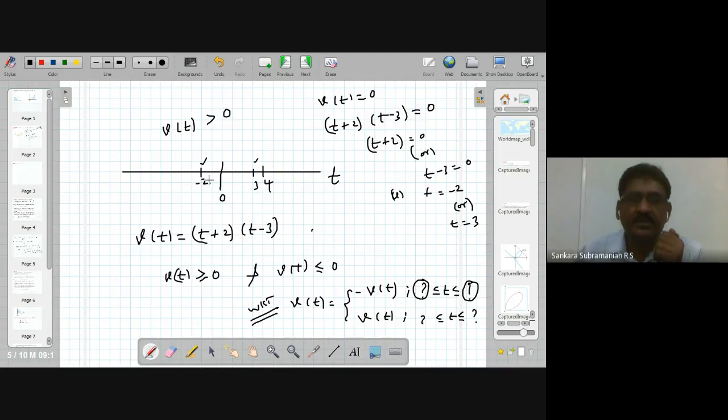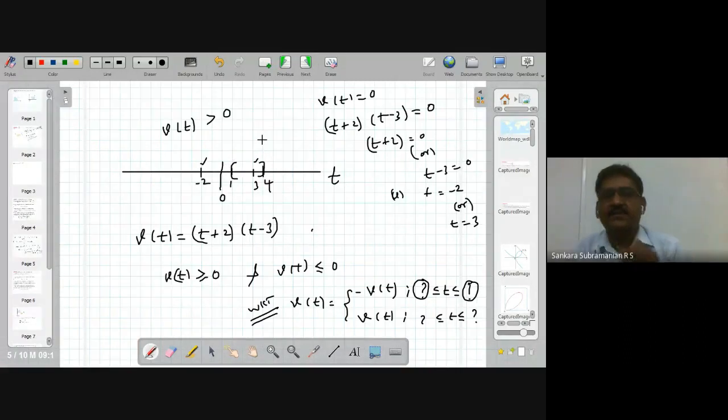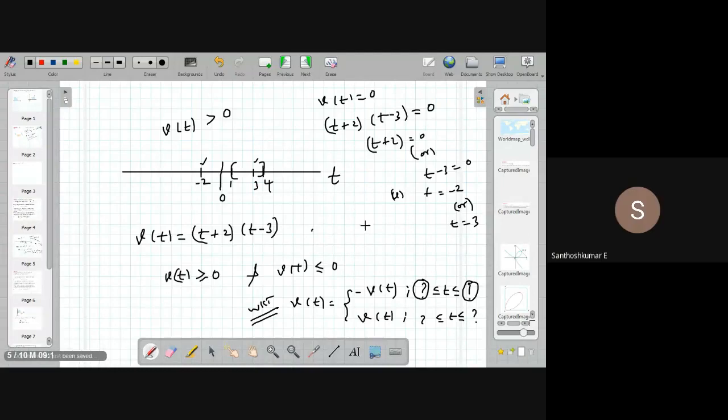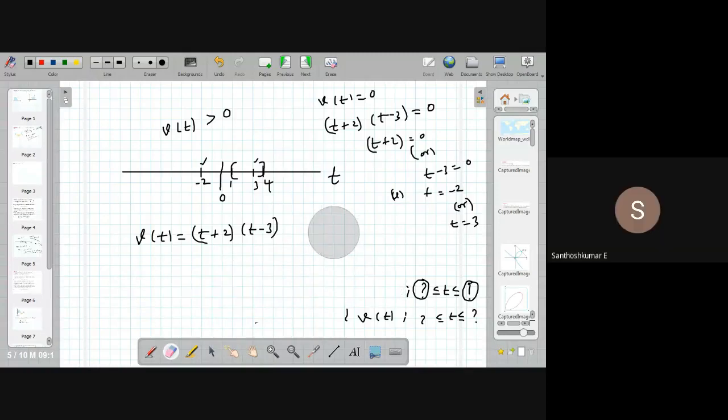t must be between 1 to 4. இதுதான் என்னுடைய டெஃபினிஷன். இந்த 1 to 4க்குள்ள எந்த சப் இன்டர்வல்ஸ்ல v of t பாசிட்டிவா இருக்கு, எந்த சப் இன்டர்வல்ல v of t நெகட்டிவா இருக்கு? That is the question. சார் 2 வரைக்கும் நெகட்டிவா இருக்கு சார். சொல்லுங்க. 3 வந்துச்சுன்னா பாசிட்டிவ்.